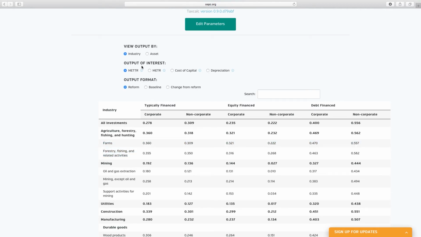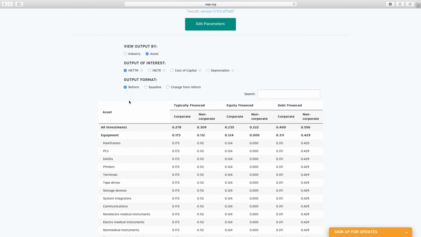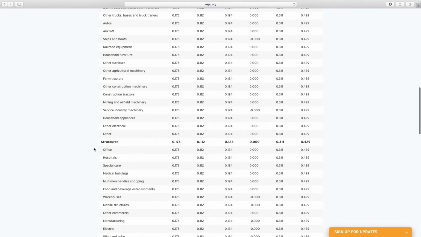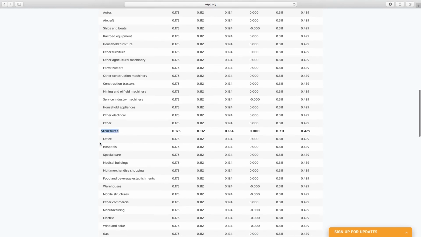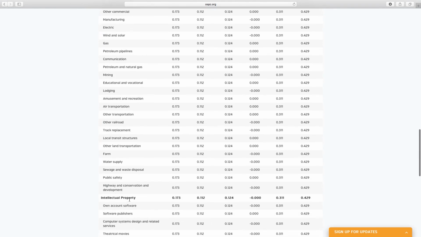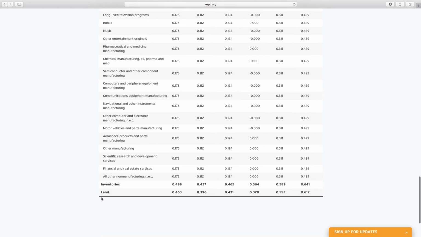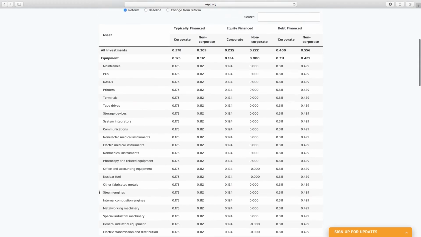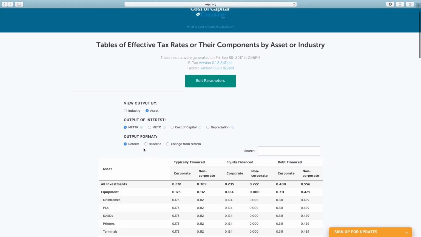Let's view the output also by asset. Here we still have the same 6 columns in the table, but now our rows represent different asset types. Again, the first row is still for all investments, so all asset types in this case. Next, we can look at marginal effective tax rates for equipment, structures, intellectual property, inventories, and land.